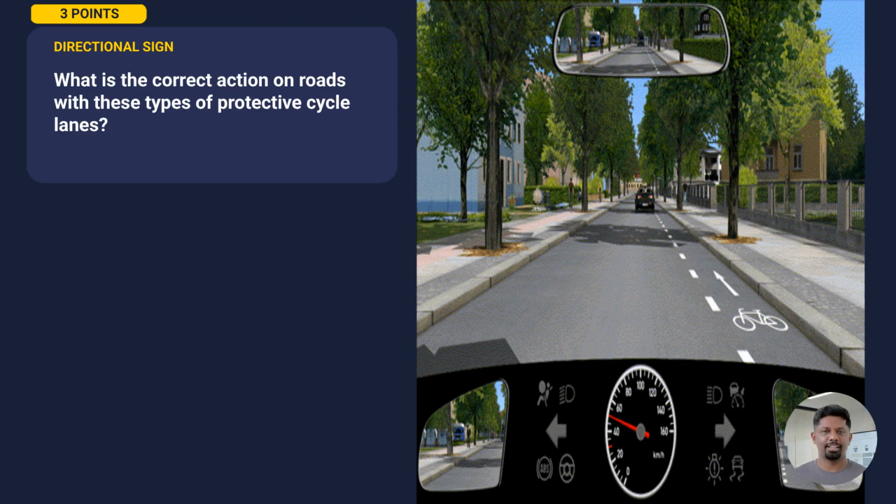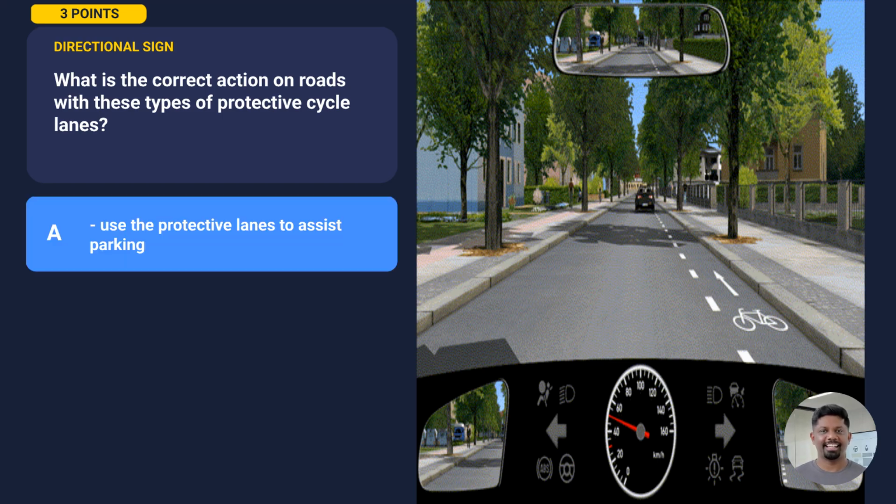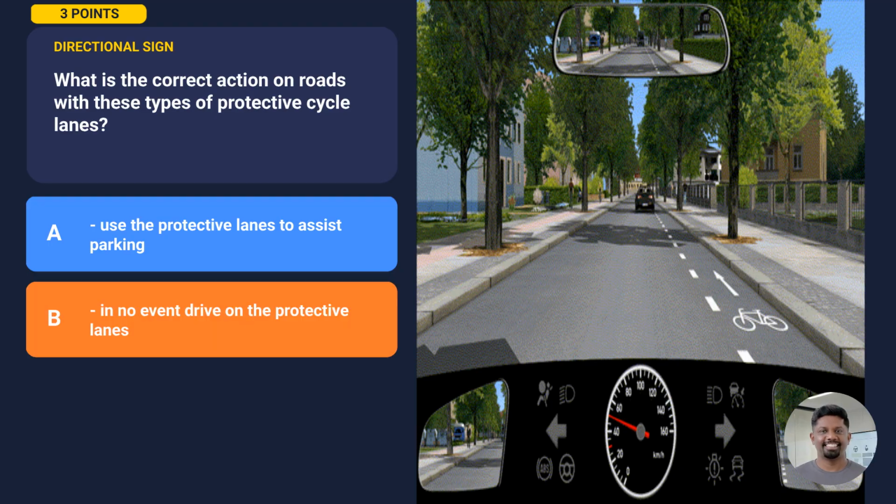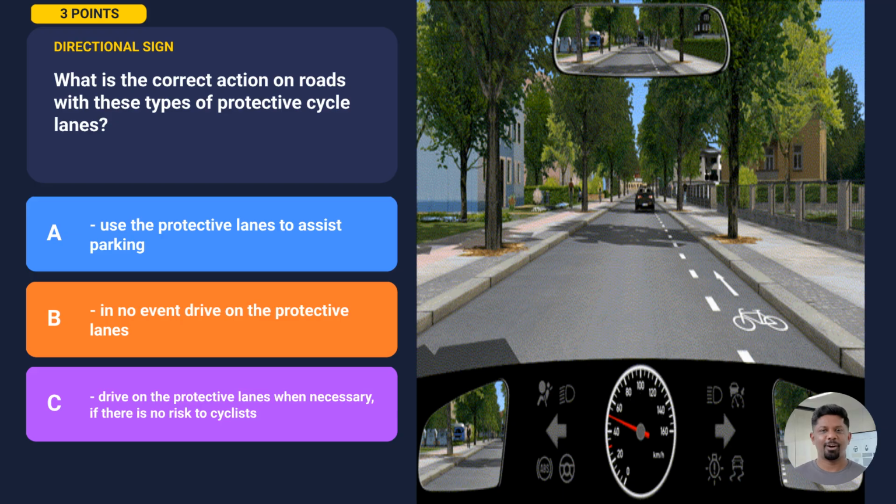Okay, let's tackle this one. What is the correct action on roads with these types of protective cycle lanes? Study the scene carefully before looking at the options. Option A. Use the protective lanes to assist parking. Option B. In no event drive on the protective lanes. Option C. Drive on the protective lanes when necessary if there is no risk to cyclists.